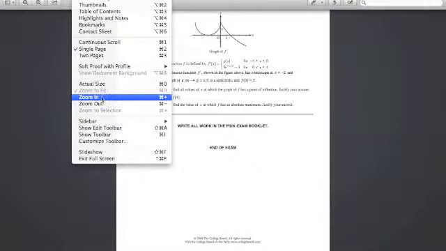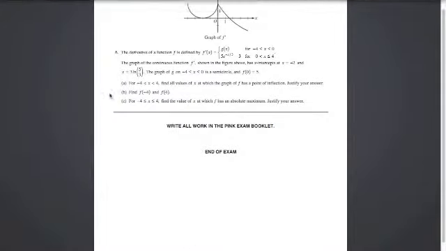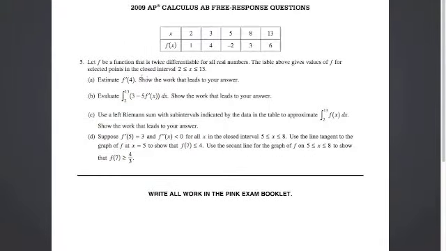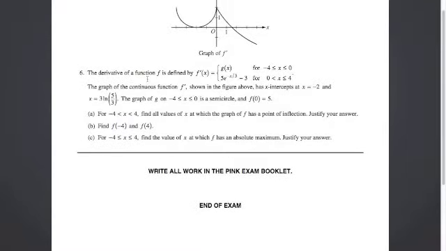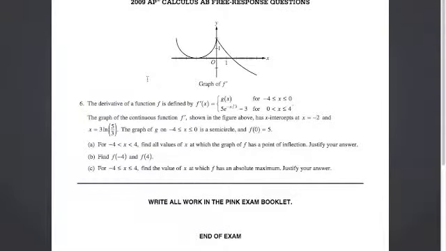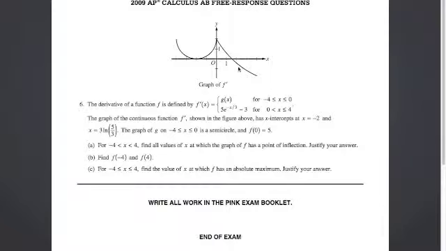So today we're going to go over FRQ 2009, question 6. We are given a standard f of x graph and an f prime of x graph, which is of course the derivative of the f of x graph. We identify that it is decreasing, then increasing, then decreasing.